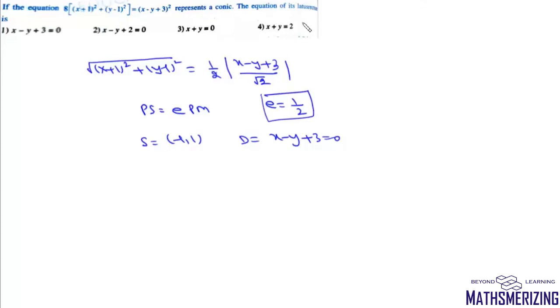We need to find the latus rectum. Now latus rectum is a line which is parallel to directrix and which passes through focus. Any line which is parallel to directrix will have slope equal to 1. So once we have slope and we have focus, we can find the equation of latus rectum. So the equation of latus rectum will be y minus 1 equals 1 times (x plus 1). So it will be x minus y plus 2 equals 0, and that's option number 2.